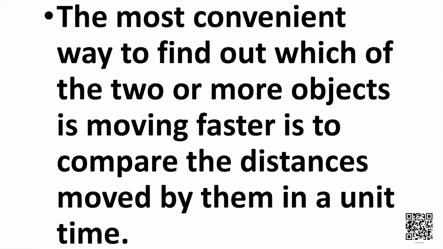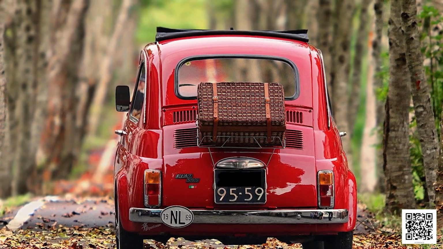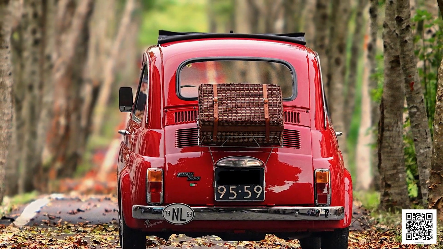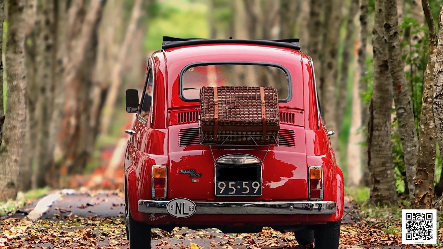The most convenient way to find out which of the two or more objects is moving faster is to compare the distances moved by them in a unit time. Thus, if we know the distance covered by two buses in 1 hour, we can tell which one is faster. So, we call the distance covered by an object in a unit time as the speed of the object. And when we say that a car is moving with a speed of 50 kilometers per hour, it implies that it will cover a distance of 50 kilometers in 1 hour.